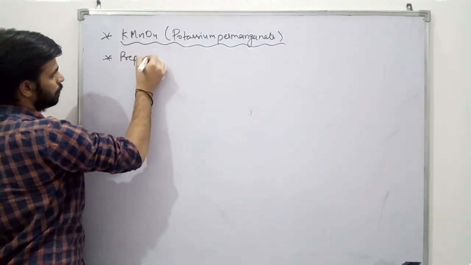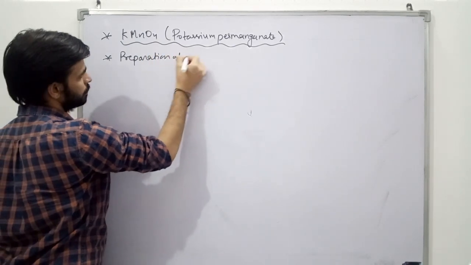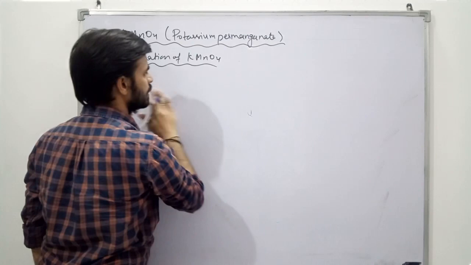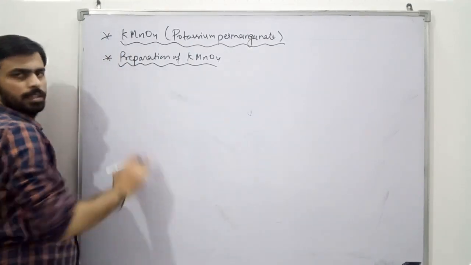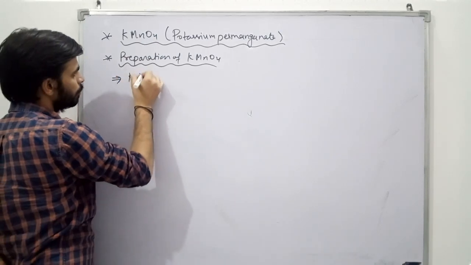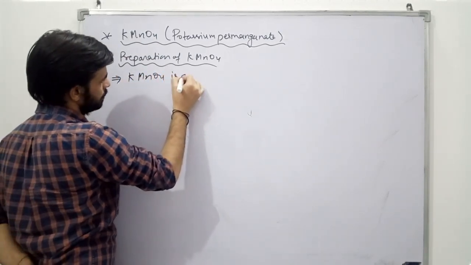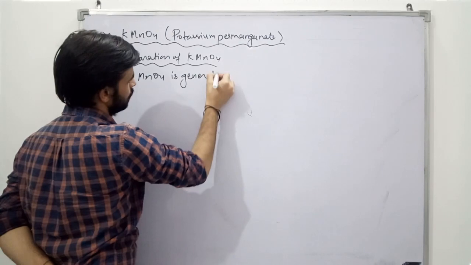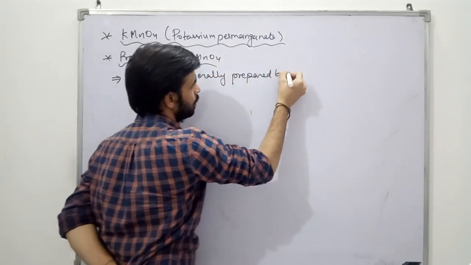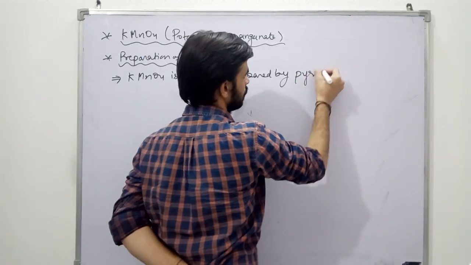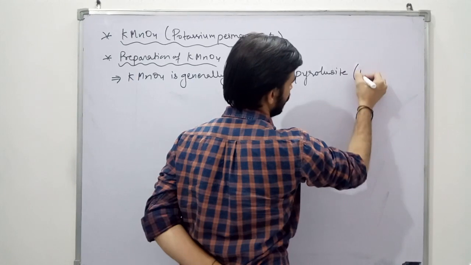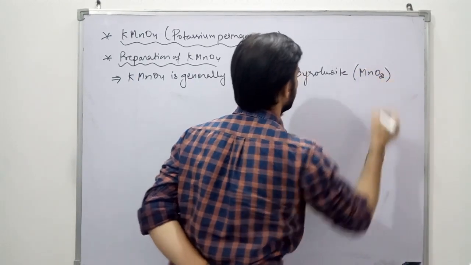Preparation of potassium permanganate. Potassium permanganate is generally prepared from pyrolusite. Pyrolusite has the formula MnO2.